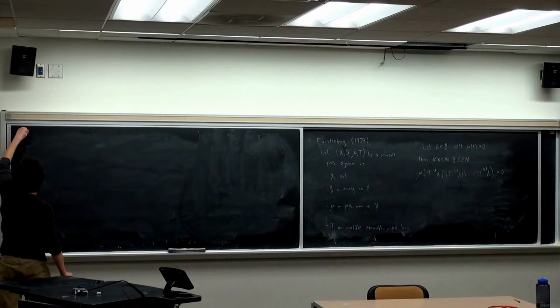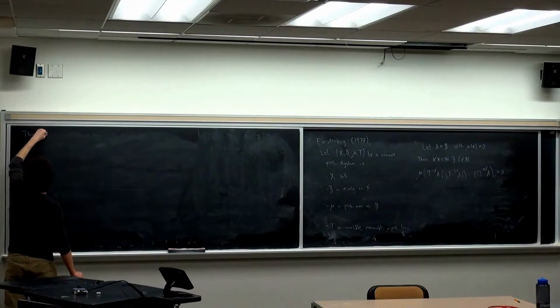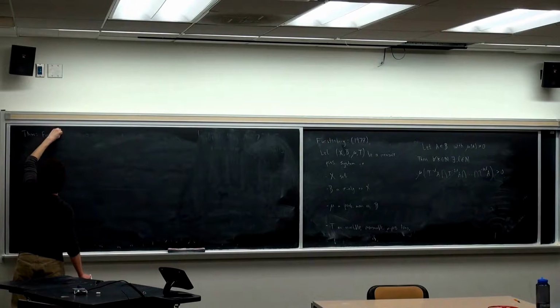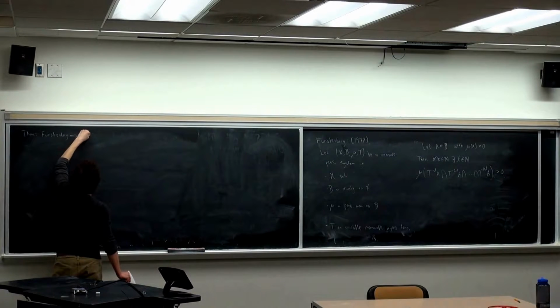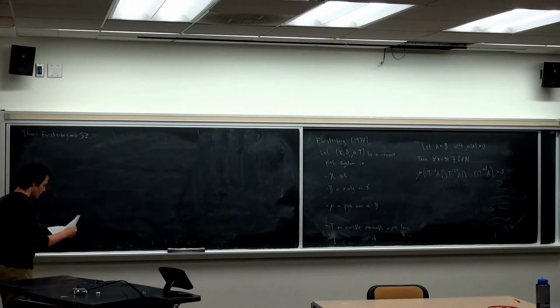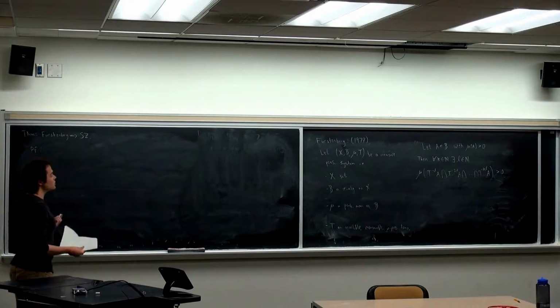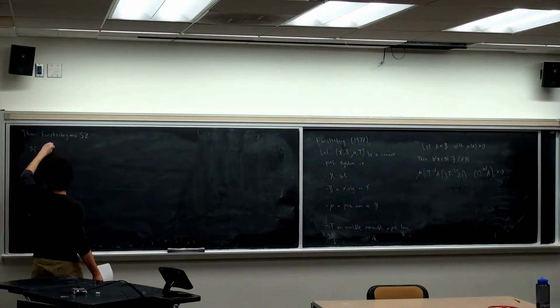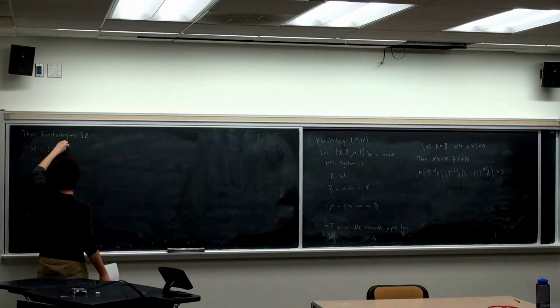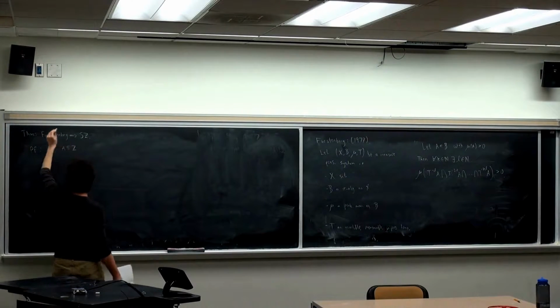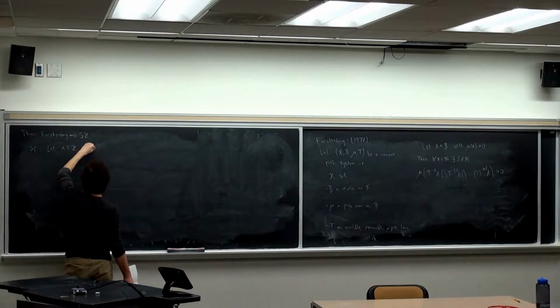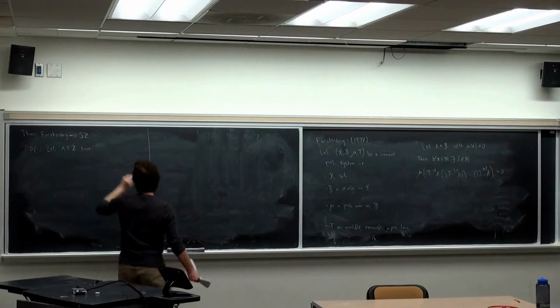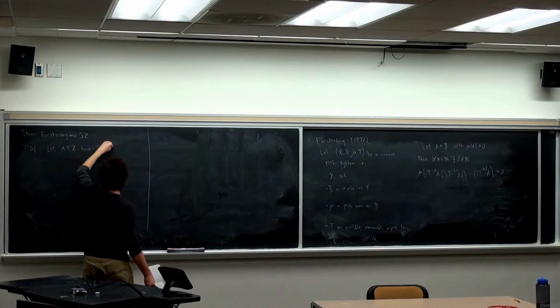So, theorem: Furstenberg implies Szemerédi. All right, so how might we prove it? I want to prove Szemerédi's theorem. So what I'm going to do is let A, a subset of the integers, have positive upper Banach density.